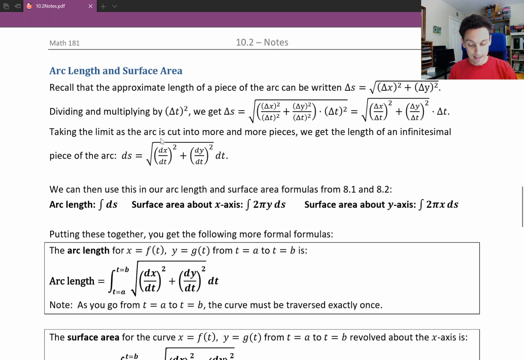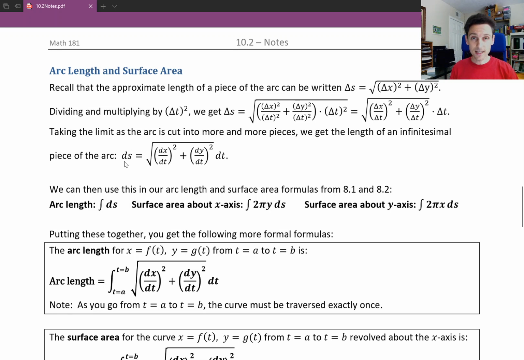Taking the limit as this arc is cut into more and more pieces, we get a length of an infinitesimal piece of the arc, which we use ds to represent. All the deltas will basically just turn into d's, and that's going to be the length of the infinitesimally small piece of arc. So ds will be the square root of dx dt squared plus dy dt squared, and then times dt.